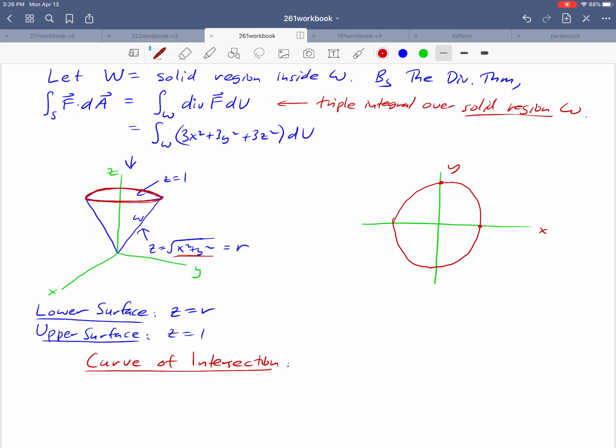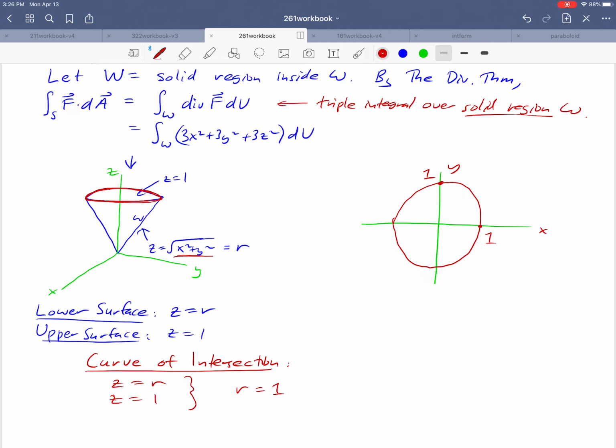Okay, where we ask what that curve of intersection is. It's what we get if we take the lower and the upper surface and set them equal to each other. So if z equals 1 and z equals r, and we set those equal to each other, we get r equals 1 as the intersection curve, and that tells us that the radius of this circle over here is 1.